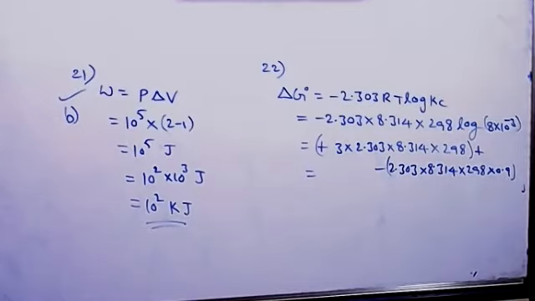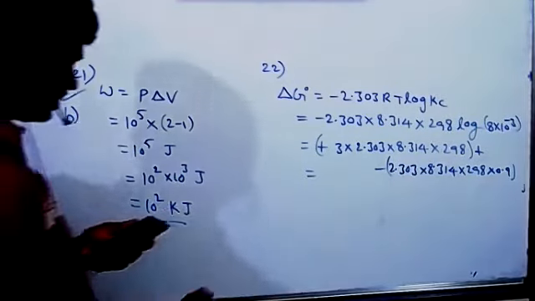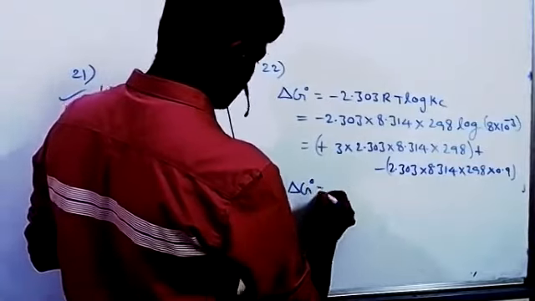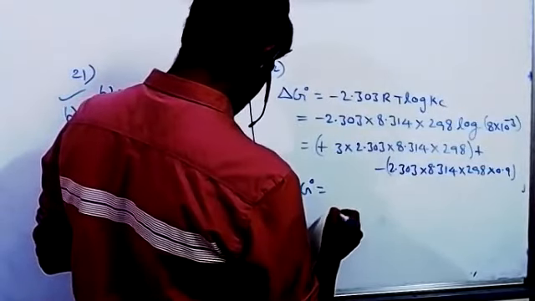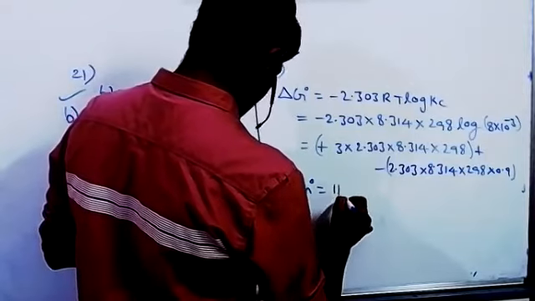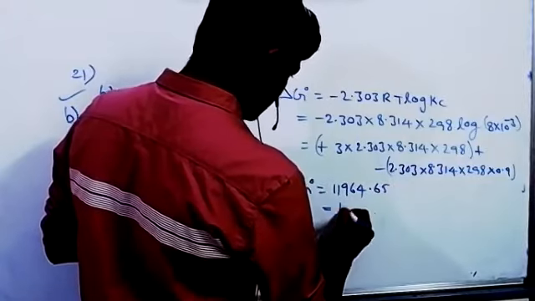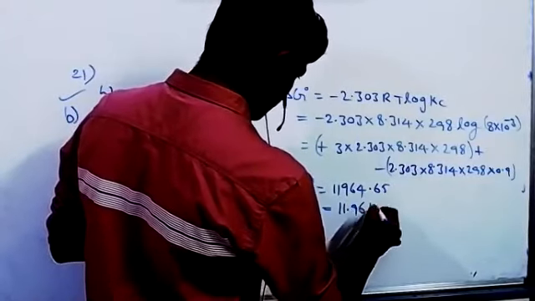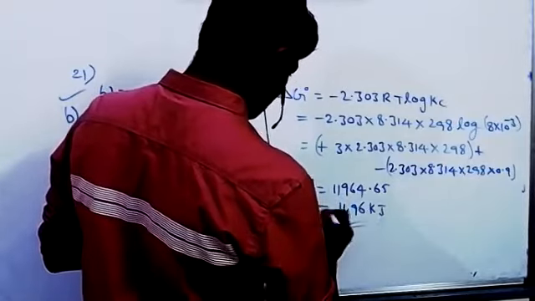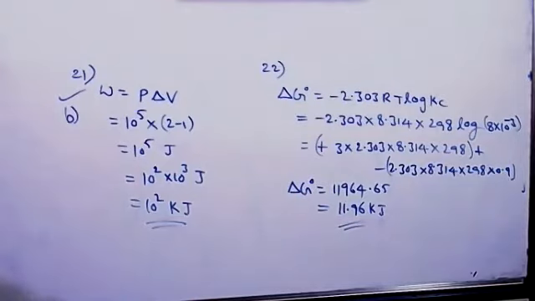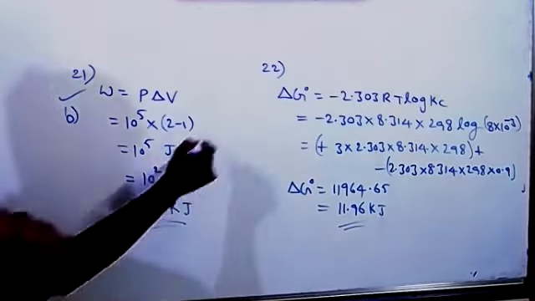Final answer should come as 11,000 with a positive sign only, 11,964.65 or 11.96 kilojoules. This is the answer. So A is the correct answer.